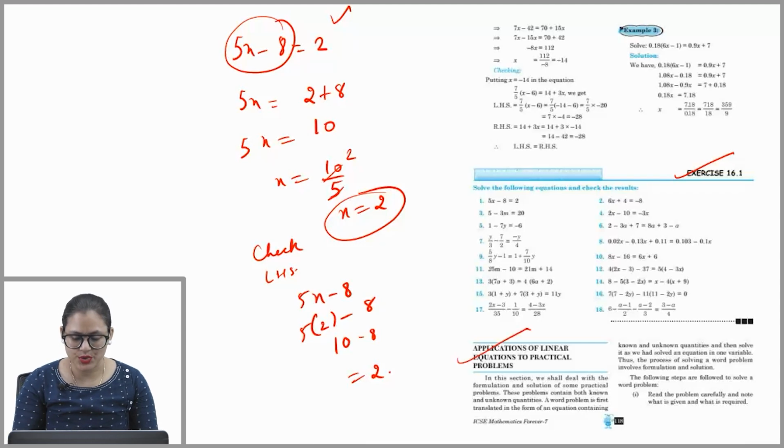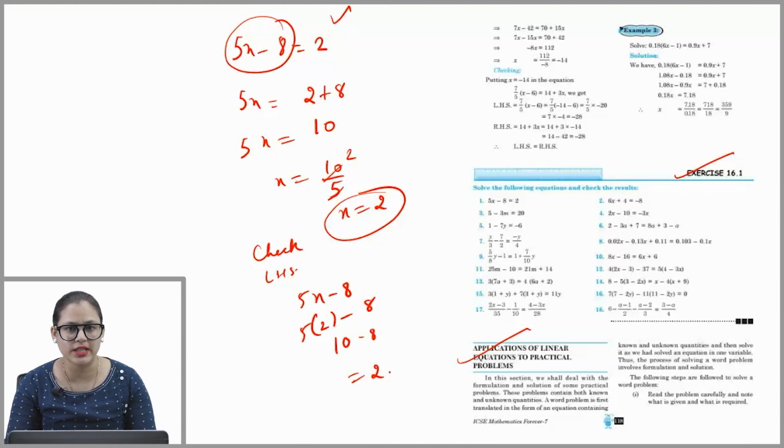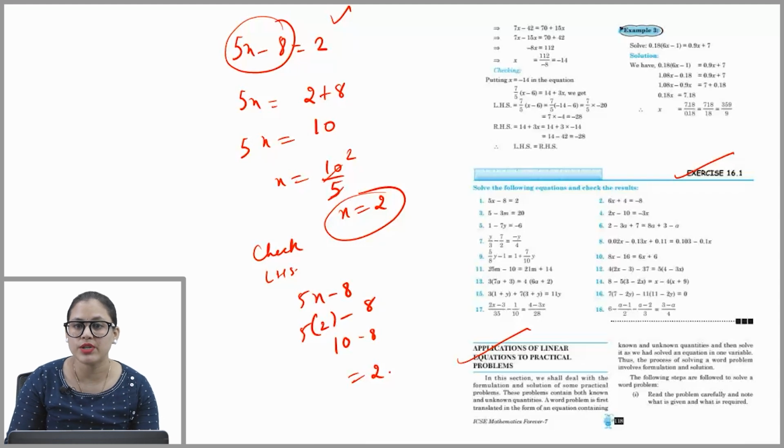Next, applications of linear equations to practical problems. In this section, we shall deal with the formulation and solution of some practical problems. These problems contain both known and unknown quantities. A word problem is first translated in the form of an equation containing known and unknown quantities, and then we solve it as we had solved an equation in one variable. Thus, the process of solving a word problem involves formulation and solution.